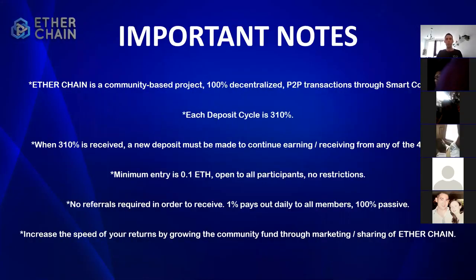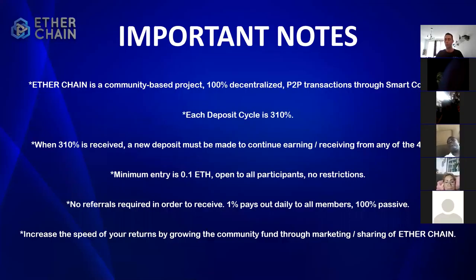Now, let's finish off with a couple important notes. EtherChain, as we know, is a community-based project. It is 100% decentralized. It is peer-to-peer transactions through a smart contract. Each deposit cycle is 310%, and when the 310% is received, a new deposit must be made to continue earning and receiving from any of the 4 ways. The minimum entry is 0.1. We're open to all participants globally. There are absolutely no restrictions. All you need is some Ethereum and an Ethereum wallet.